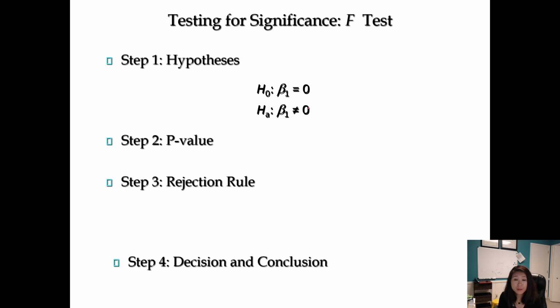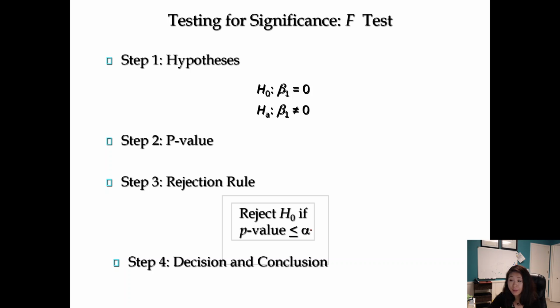Step number 2, finding the p-value in the Excel output. I will show you pretty soon, using employee shares and how many years they work for the firm as the example, where to find the p-value. Step number 3, the rejection rule. No matter whether you're working on the t-test or F test, in this class we only use the p-value, which makes your life really easier. So the rejection rule is always the same: you reject H0 if the p-value is smaller than or equal to alpha.